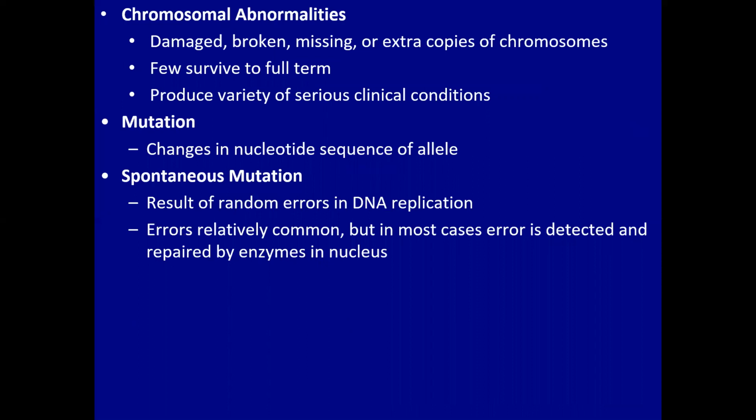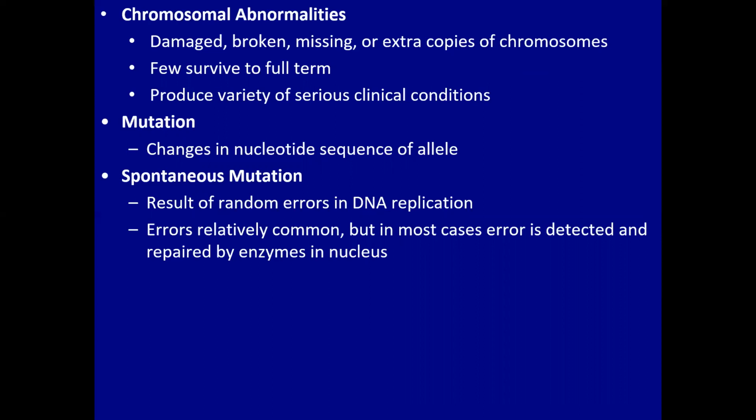Sometimes chromosomes don't act the way that would keep a person in homeostasis. So you can damage chromosomes, you can break chromosomes, you can have pieces that are missing, and you can have extra copies. And these chromosomal abnormalities make it difficult for a fetus to survive. And different clinical conditions can result. So whatever the chromosomal abnormality is, you're changing the nucleotide sequence of an allele, all right?